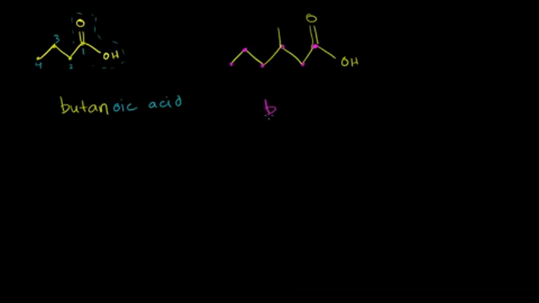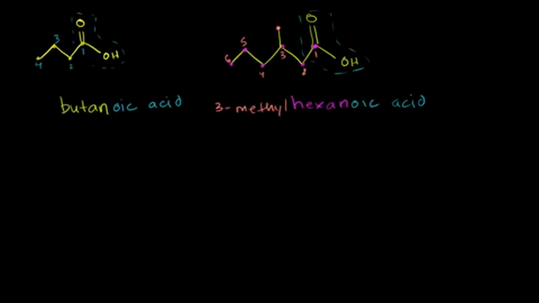So it's hexane. And it's clearly not just a hexane, it's a hexanoic acid. It has this carboxyl group right here. This is hexanoic acid. And we're not done because we still have this methyl group right over here. We always want to start numbering at the carboxyl carbon. 1, 2, 3, 4, 5, 6. It is at the number 3 carbon. So this is 3-methylhexanoic acid.